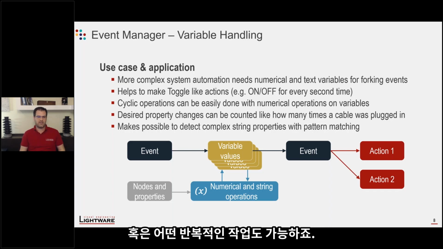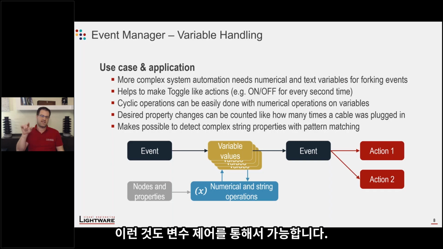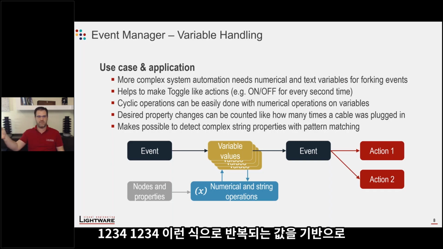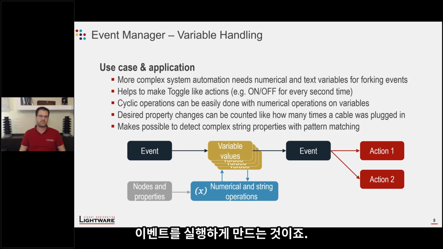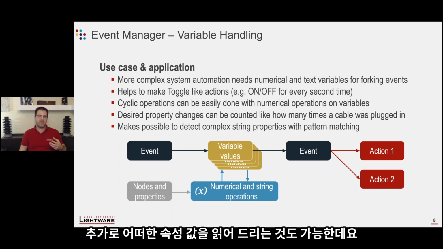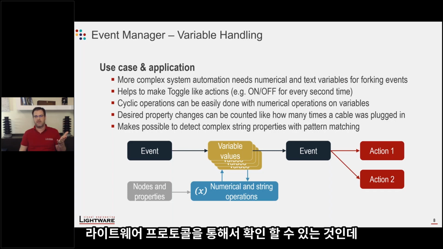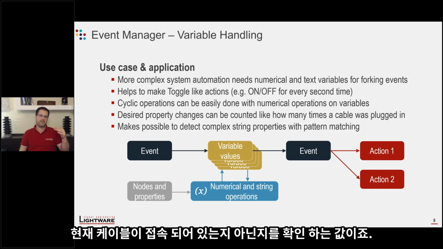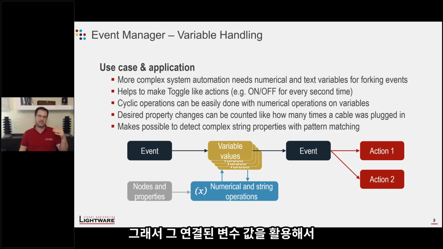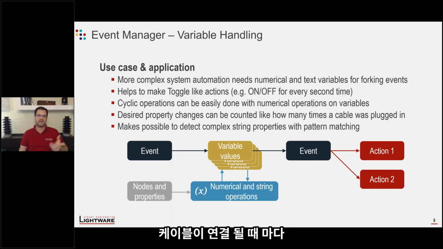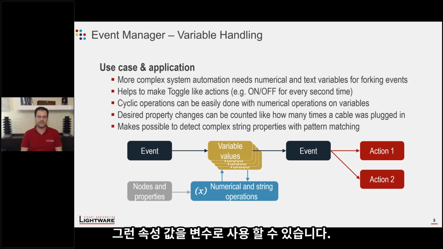Also, cyclic operations can be easily done, because you can set up a cycle to roll over, for example, 1, 2, 3, 4, then 1, 2, 3, 4, and control events based on that variable. Also, we can scan some desired properties. For example, we can count how many times a cable was plugged in. You might be familiar with the Lightware protocol, where there is a property for each input if it is connected or not. So you can set up a counter in a variable, and each time a cable is connected, you add 1 to that counter. Then you can count how many times the cable was plugged in, and be sure whether the room is used or working properly.